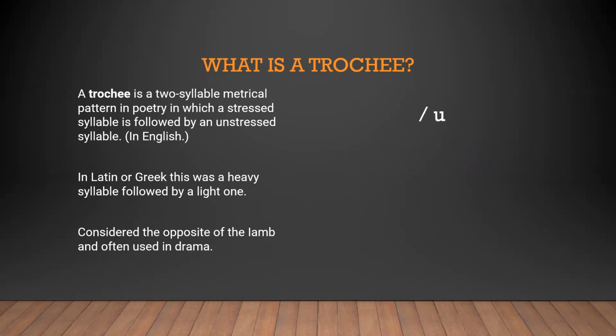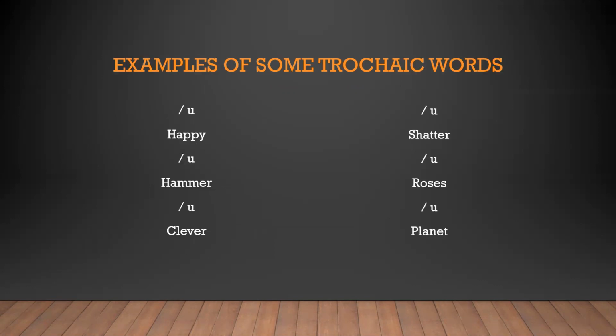in English. But the tradition of trochee goes back much farther than just English, because in Latin or Greek, this was depicted as a heavy syllable followed by a light one. So basically, again, the opposite of iambic pentameter, which is unstressed and stressed, like we see in the Shakespearean sonnets, etc. This is stressed and unstressed. And it's often used in drama. In fact, Shakespeare actually used this a lot in soliloquies in his plays, and through a lot of epic poetry, this style was actually used pretty frequently.